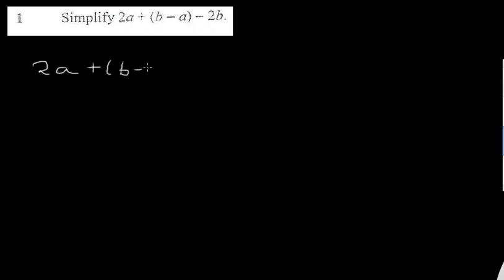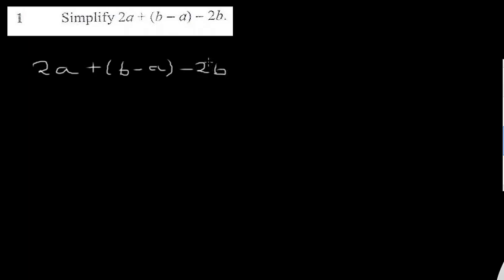Let's look at question number 1. Question number 1 is saying simplify 2a plus open brackets b minus a close brackets minus 2b. So we're given 2a plus (b minus a) minus 2b.